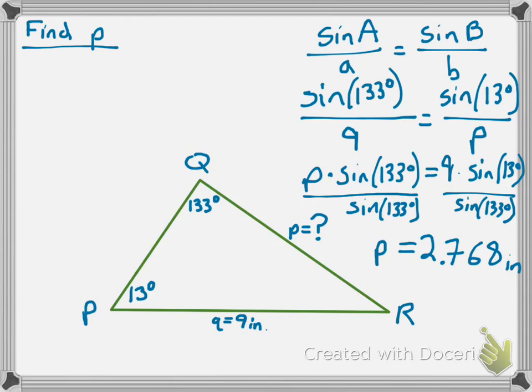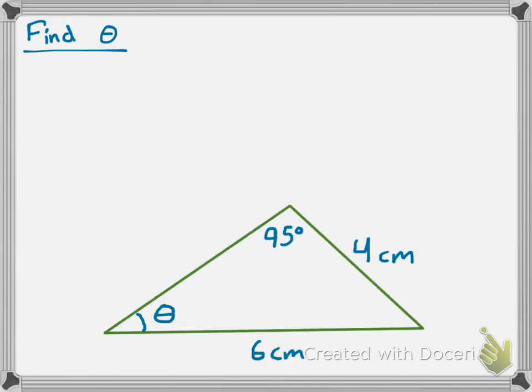Alright, now for the next problem, we now know two sides and one angle. So I'm going to use the same equation, but this time we're going to solve for theta. Alright, so let's write this down. We have what we know, sine of 95 degrees over opposite 95 is 6, so I'm going to put 6, is equal to sine of theta divided by 4.